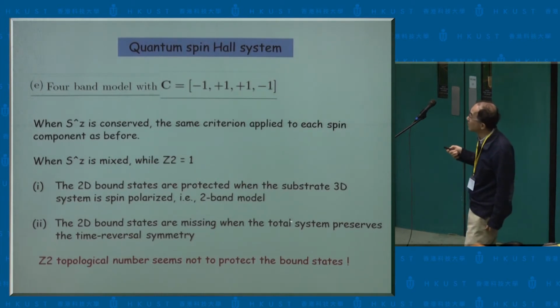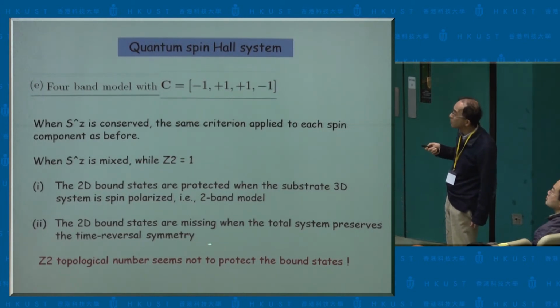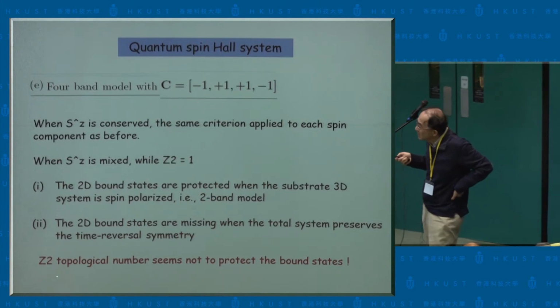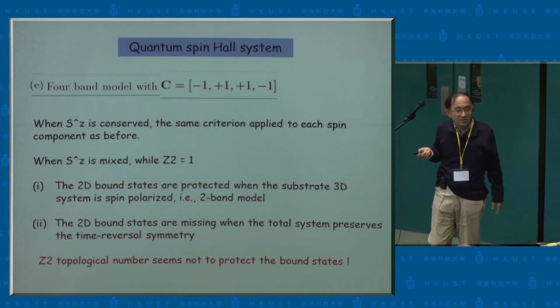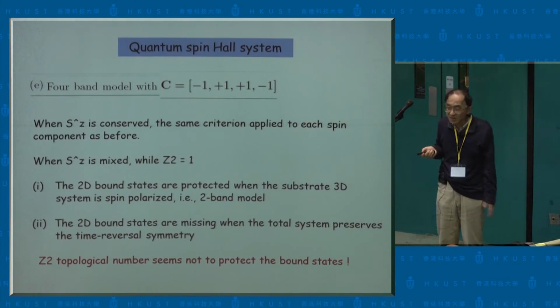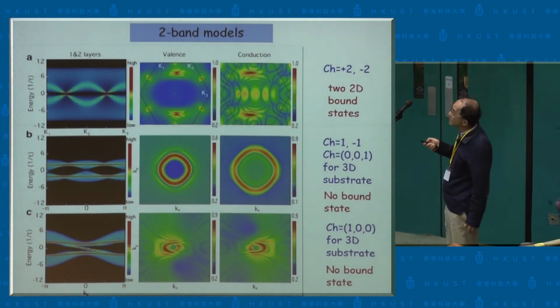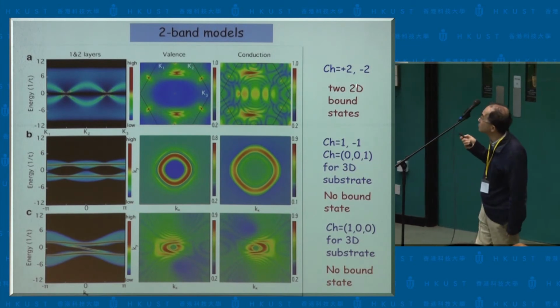But now I want to keep the time reversal symmetry by making the substrate system also a 4-band model and keeping the time reversal symmetry. Then this 2-dimensional bound state disappears. So all the states become hybridized. So it seems to me that this Z2 topological number does not protect the bound state. There is some clear difference between the Chern number and the Z2 number for this topological protection. And also, we go back to the 2-band models and make the Chern number twice, so plus and minus 2. So in this case, the number of 2D bound states increases.